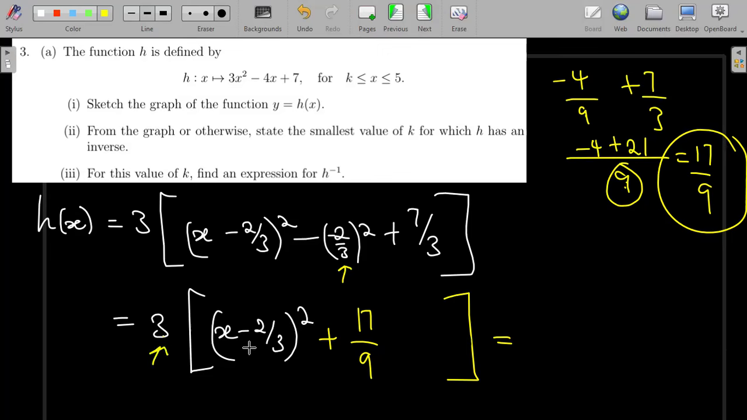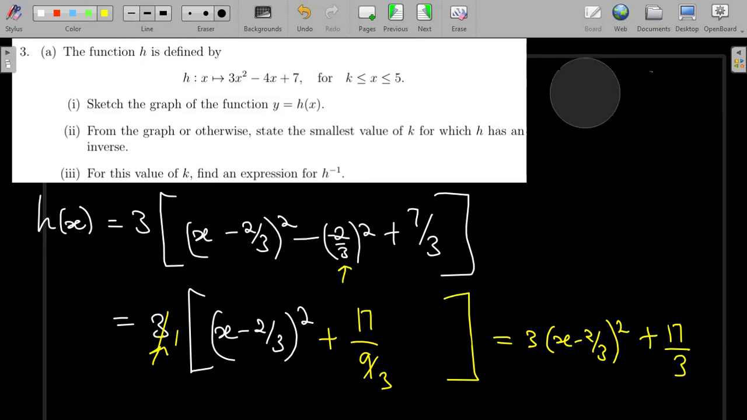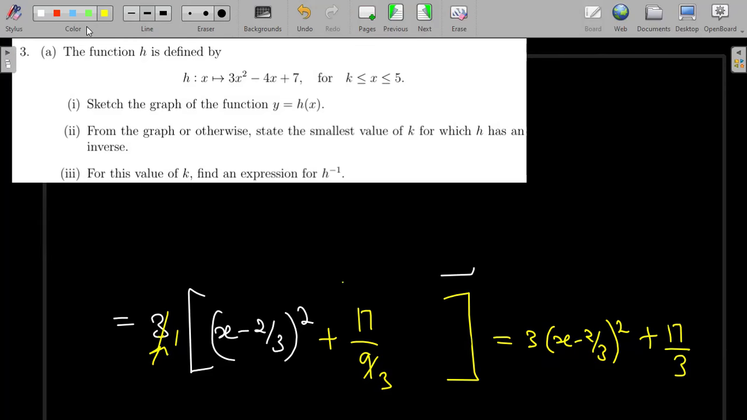So if I multiply this 3 with this, I get 3x -2/3 squared. Okay, and then 3 multiplied by 17/9, it means this 3 will go there 1 time, 3 there will go there 3 times. So I'll just have plus 17/3. So I have completed my square. Okay, I have completed my square on the quadratic equation. So it means my h of x in completed the square form is simply 3x -2/3 squared plus 17/3. Okay, so that is very good.